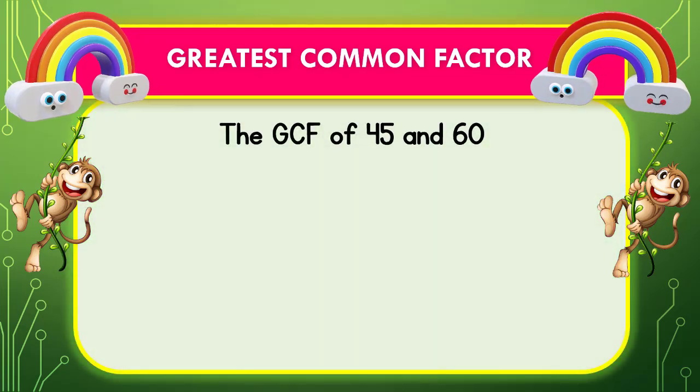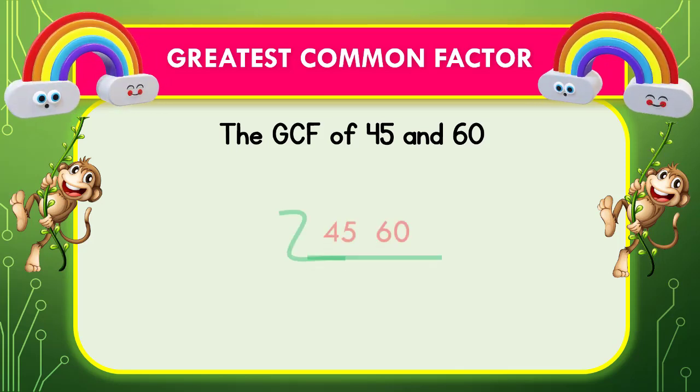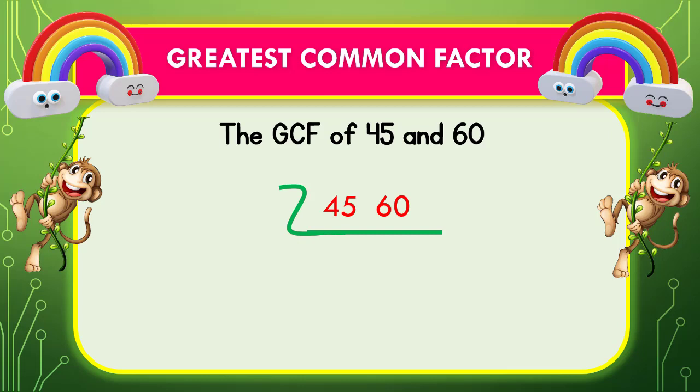Next, the greatest common factor of 45 and 60. First, set up the number. What number can divide 45 and 60? It's 3, right? So 45 divided by 3 is 15, and 60 divided by 3 is 20. Next, 15 divided by 5 is 3, and 20 divided by 5 is 4.